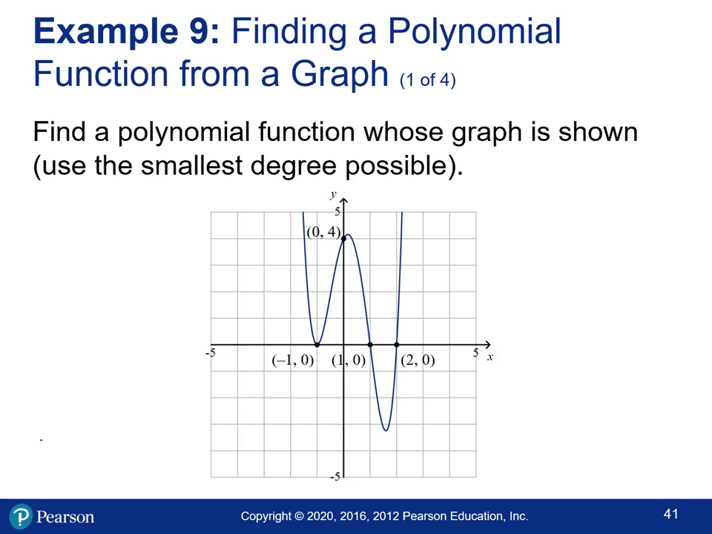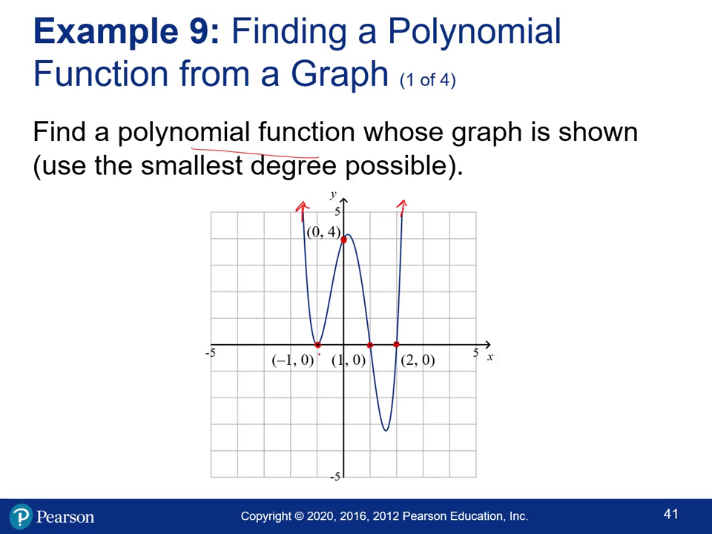Okay, one last example. We're going to find a polynomial function whose graph is this one here, and we're going to use the smallest degree possible. So we want to identify some important things on this graph, the zeros. Okay, so we have -1, 1, and 2. We also have a y-intercept, and we know the end behavior. It goes up, left, and up, right.